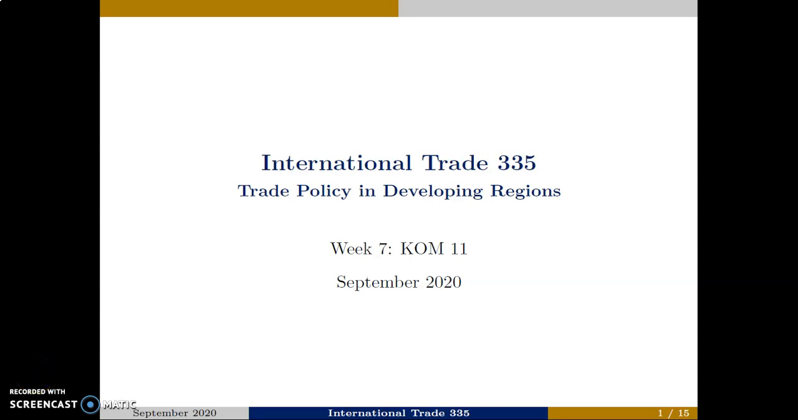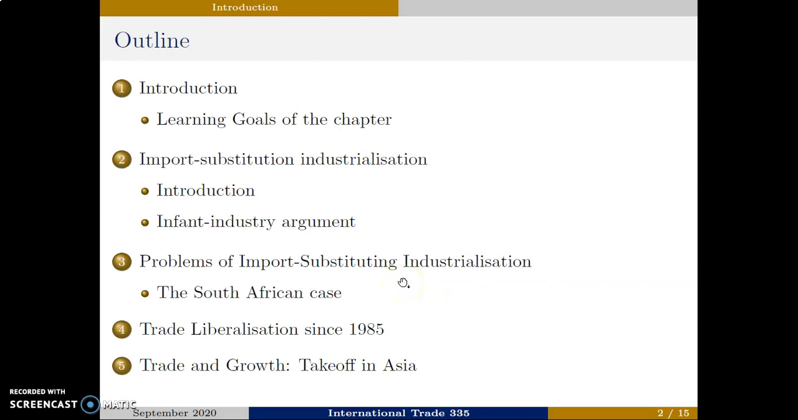This week, we shift from purely studying the theories related to trade and also introduce the context of countries. The chapter covered in the textbook is Chapter 11. In this chapter, trade policy in developing regions is covered. The chapter is broadly divided into 4 parts. The first part introduces the most popular protectionist policies followed by developing countries. The first policy is import substitution, and the infant industry argument is one such example.